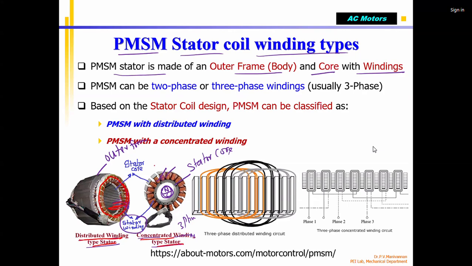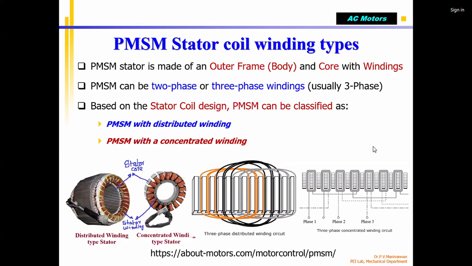So the distributed winding, how does it look? You can see that there is a three-phase winding. There is an orange color for one winding, black color for the other winding, and gray color for the third winding. And these are the slots. This is the core. Let me clear it so you will see it. This is the stator core, in which there are slots, grooves. In the grooves, the windings are put.